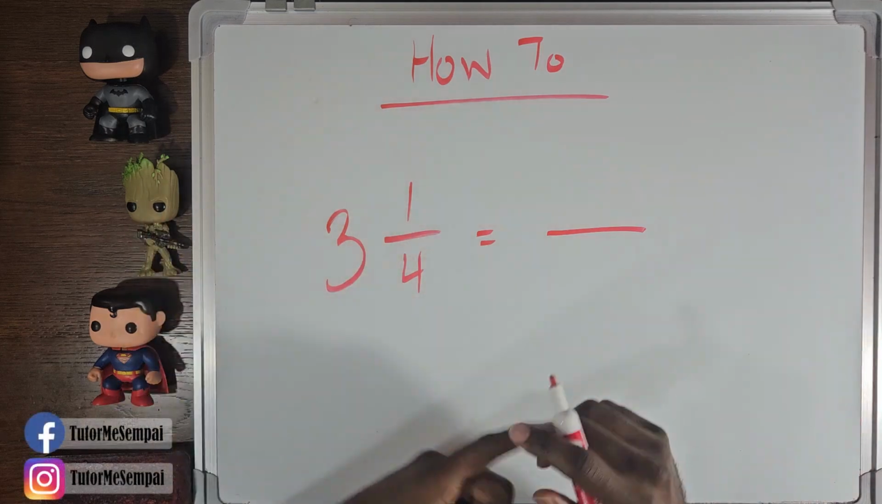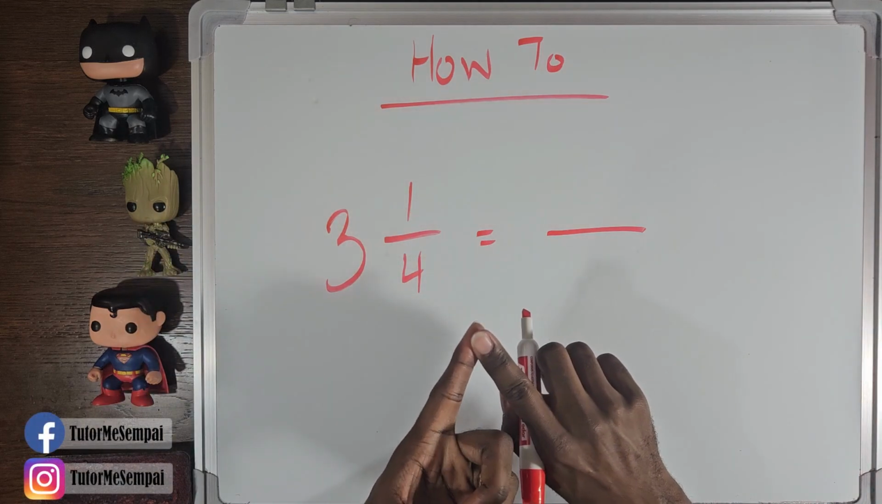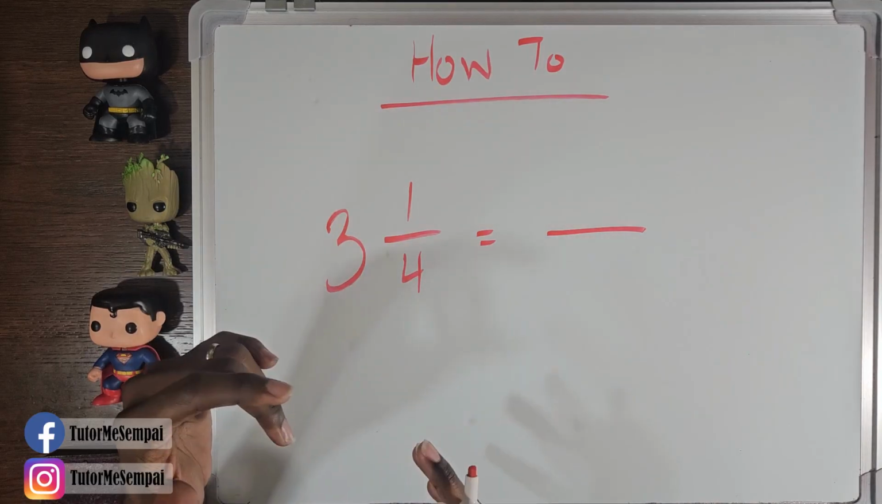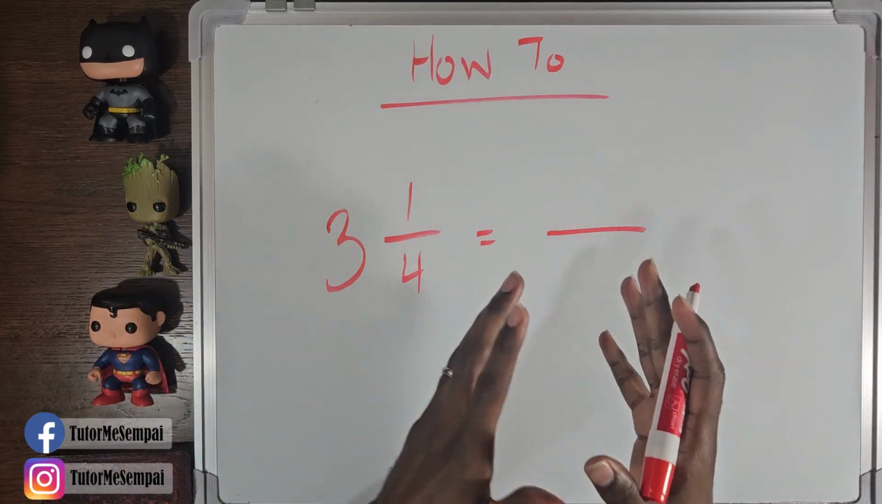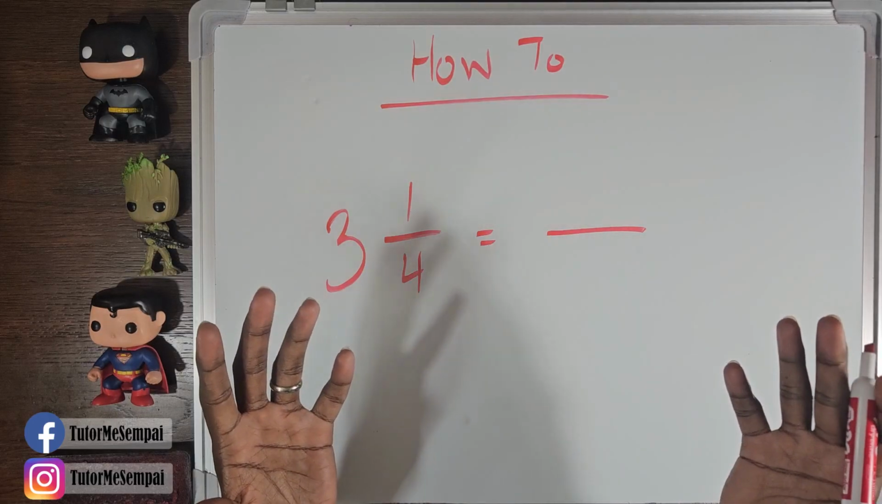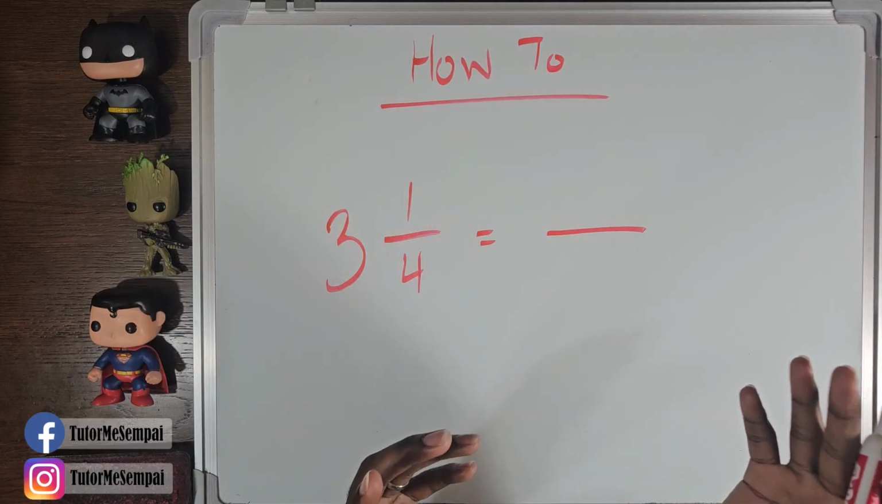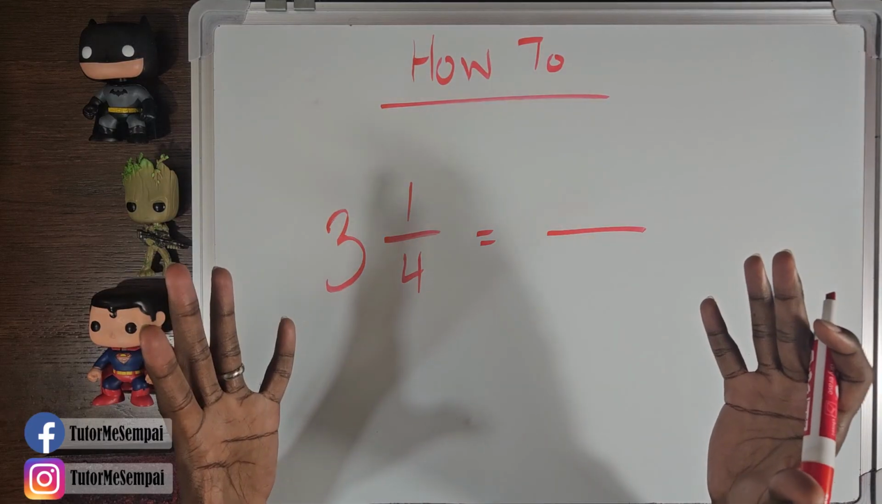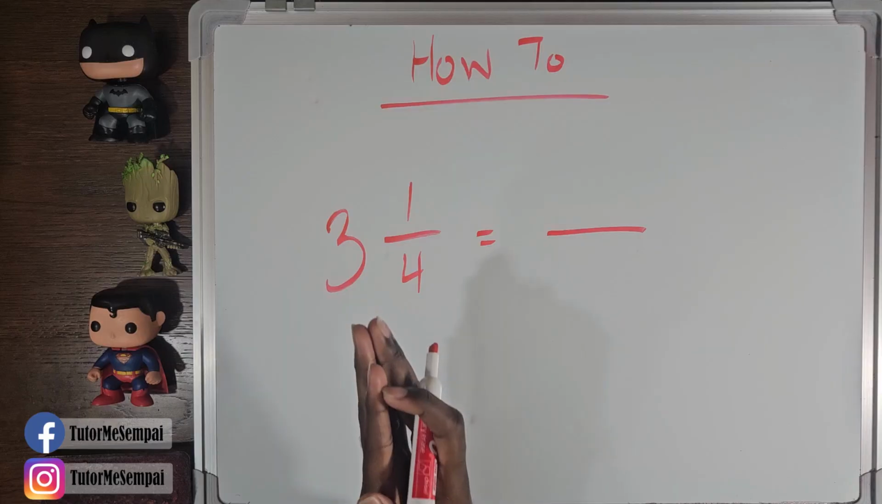On the channel, we've talked about mixed numbers, we've talked about improper fractions, we've also covered how to convert an improper fraction into a mixed number. Today we want to cover how to do the reverse. How do you take a mixed number and make it into an improper fraction? And I have good news. It's a rather simple thing to do.